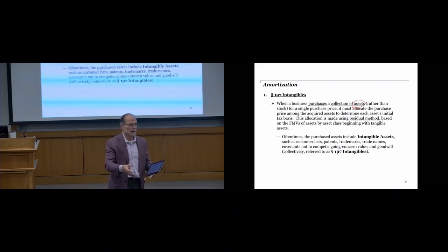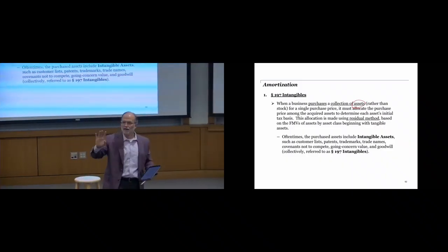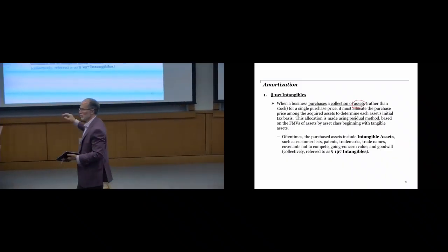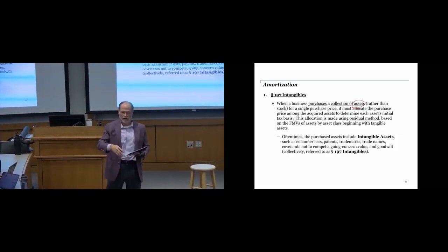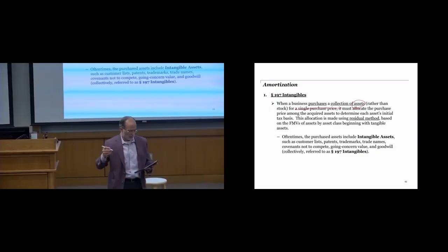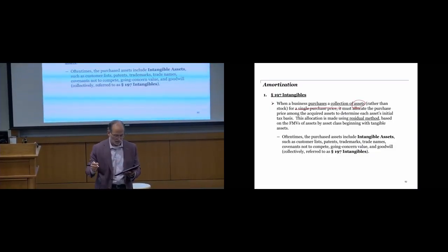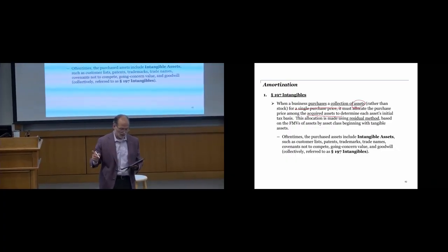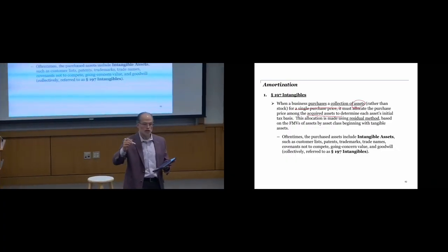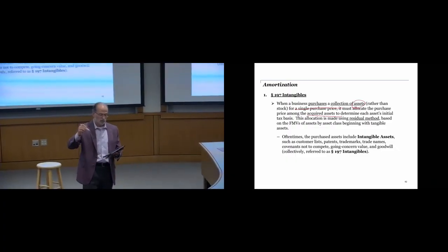If I buy stock, it is non-amortizable. My basis sits in the stock, okay? Not in the underlying assets. And I'm doing this for a single purchase price. So then I must allocate the purchase price amongst all of the acquired assets to determine each asset's initial tax basis. I do that using a residual method.